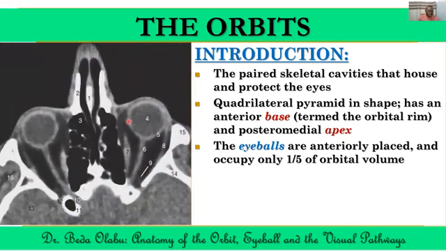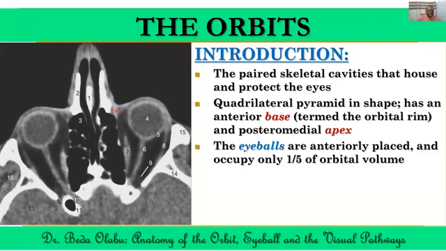Look at this image here. So this is the eyeball labeled 4 with its wall there, label 5. And this is the orbit. Now you can see that only this part of the eyeball is within the orbit, and that occupies about 1/5 of the total orbital volume.